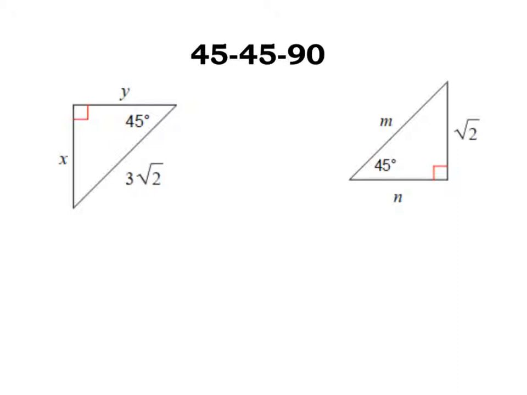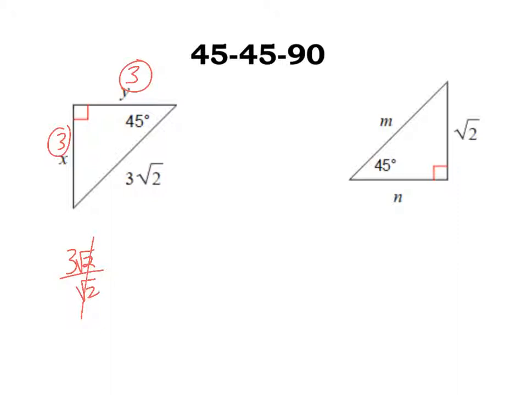I'm not going to really show this every time, but this is pretty basic. If you have a 3 root 2 and you divide by root 2, those are going to cancel. You're just back to 3. So in the 45, 45, 90, the 2 legs are exactly the same, because remember it comes from the square. So those are both 3's.